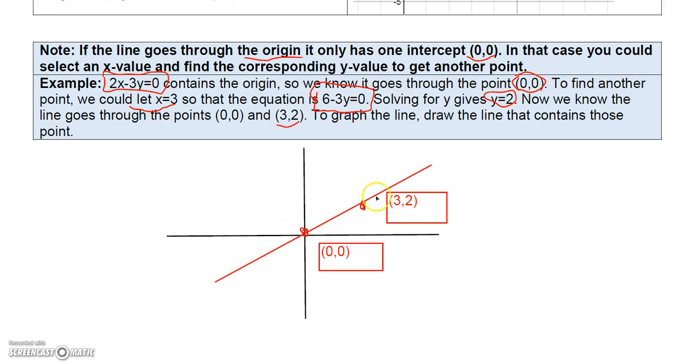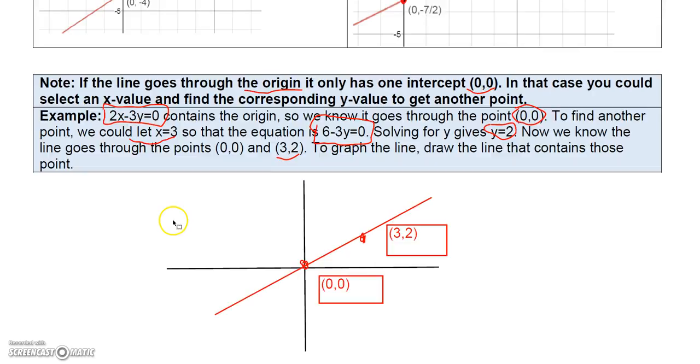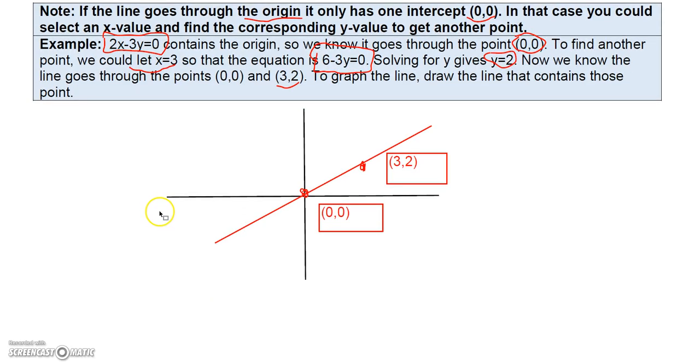Okay, and then you just draw the line through those 2 points, and that's how you graph a line that goes through the origin. You just have to find a second point on the line. You know the origin is 1 point, and so you just find a second point on the line. Okay, so that completes this video.